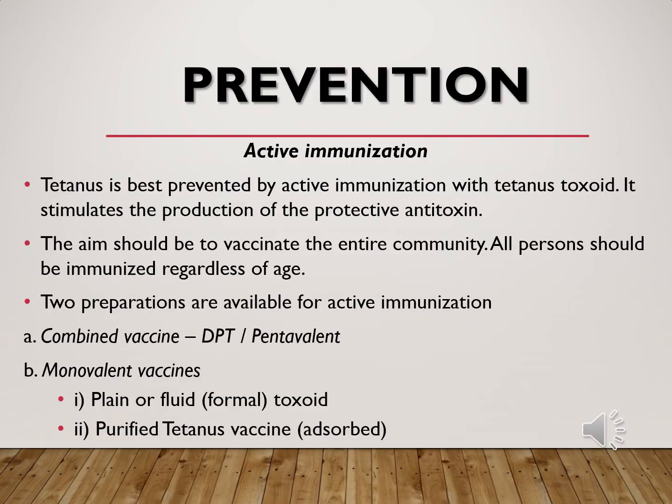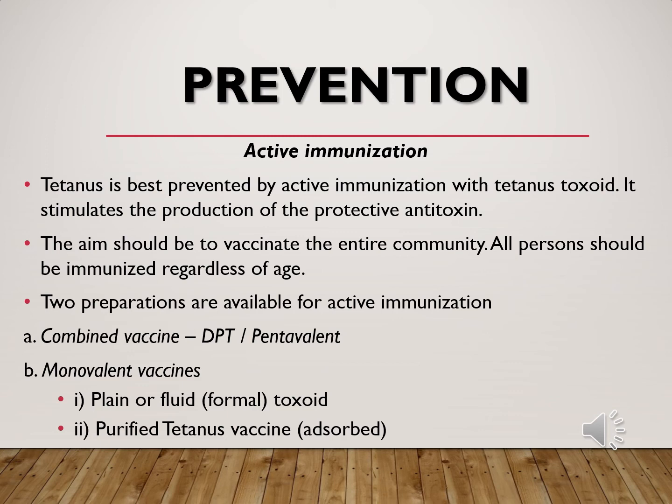Now we will discuss the prevention of tetanus. First we will discuss active immunization. Tetanus is best prevented by active immunization with tetanus toxoid. It stimulates the production of protective antitoxin. The aim of active immunization should be to vaccinate the entire community. All persons should be immunized regardless of their age.